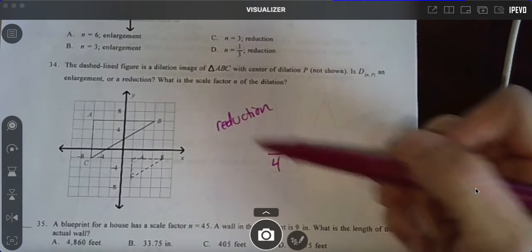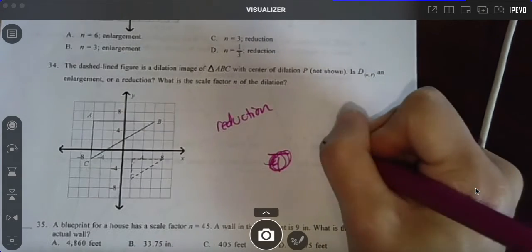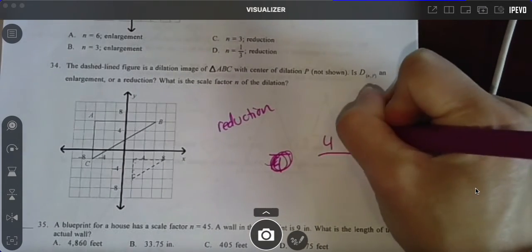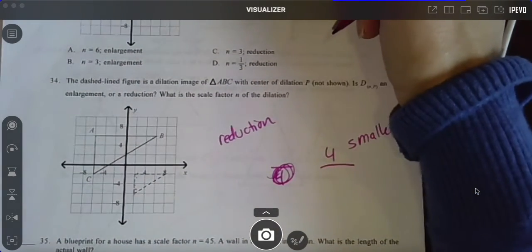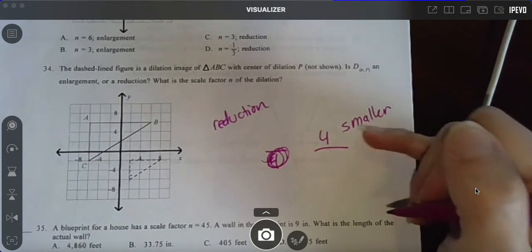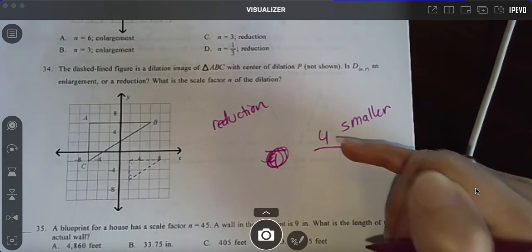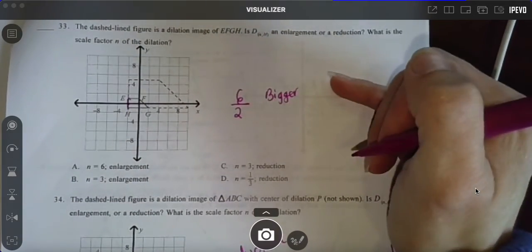Okay, if it's getting smaller, then you put the smaller number in the numerator. I was just about to say that, and then I wrote it in the wrong spot. If it's smaller, you put the smaller number in the numerator. If it's getting bigger, you put the bigger number in the numerator.